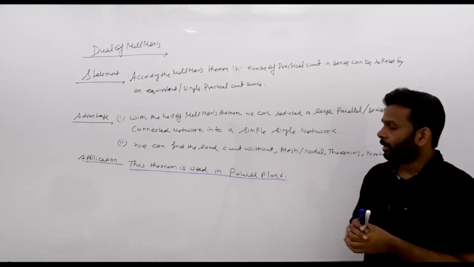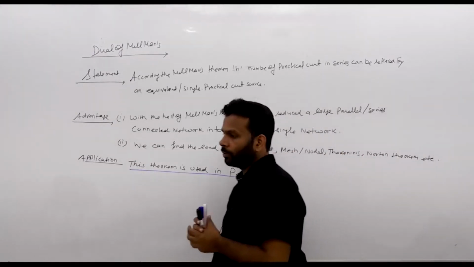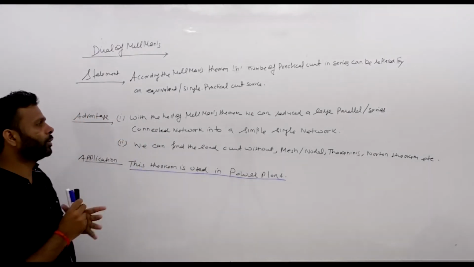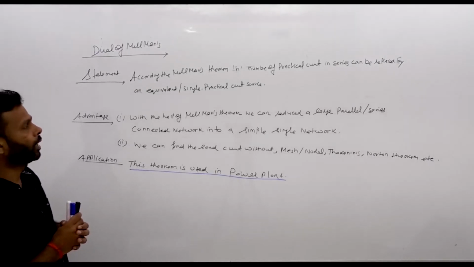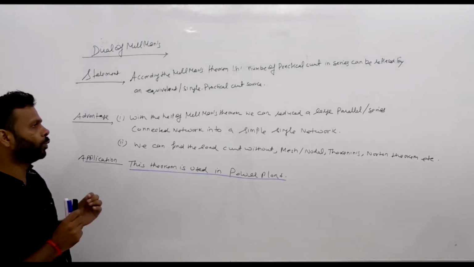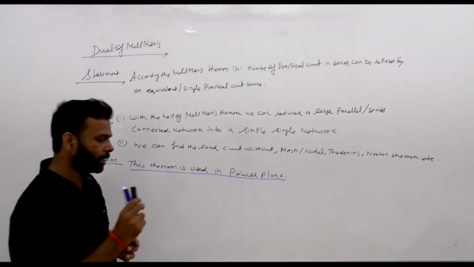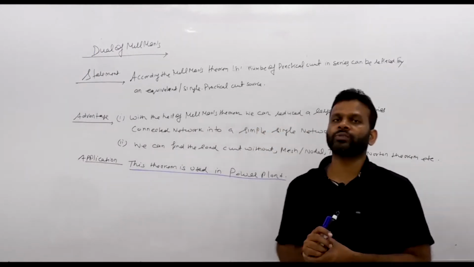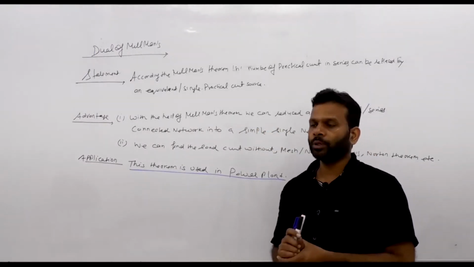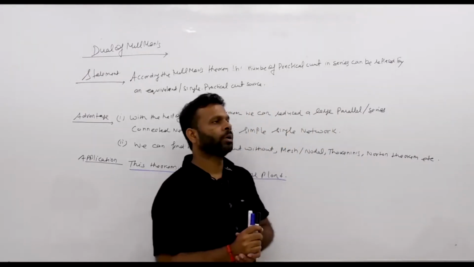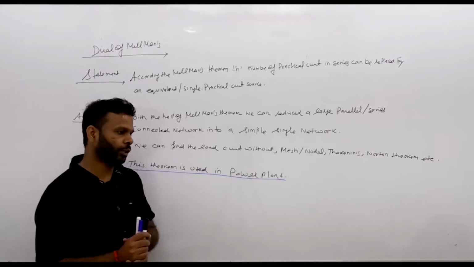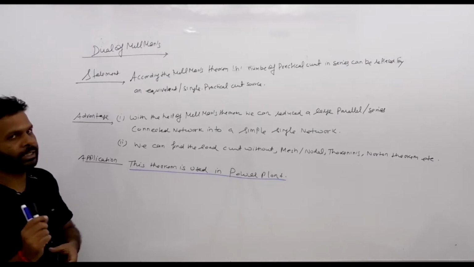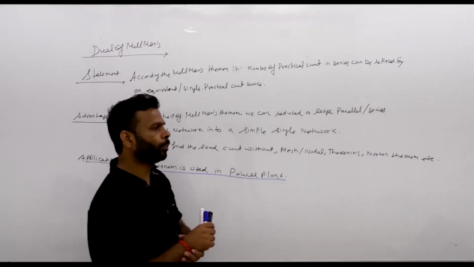Then what is the formula for V equivalent? The V equivalent formula is sigma i equals 1 to n, V1 upon R1 plus V2 upon R2 plus V3 upon R3 dash plus Vn upon Rn, divided by 1 upon R1 plus 1 upon R2 plus 1 upon R3 dash plus 1 upon Rn. That can be written as V equivalent equals V1 G1 plus V2 G2 plus V3 G3 dash plus Vn Gn divided by G1 plus G2 plus G3.